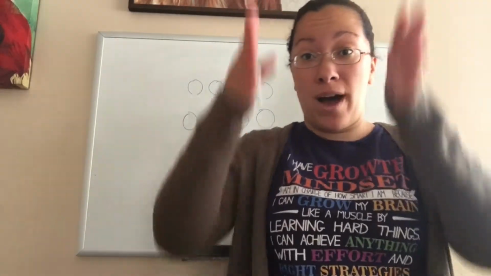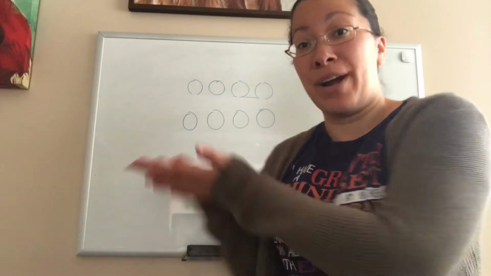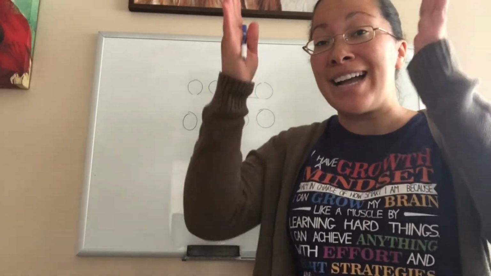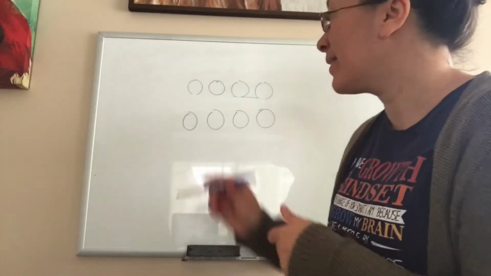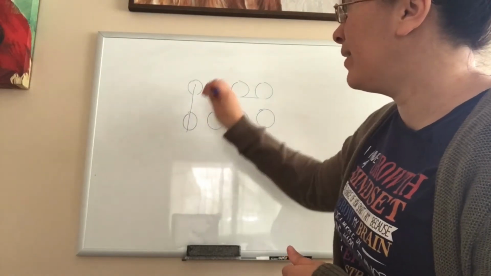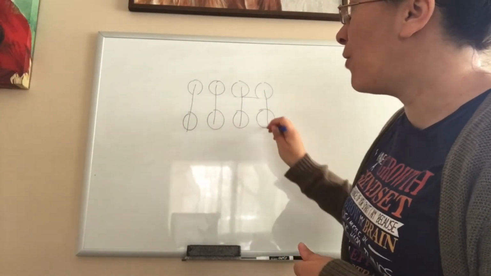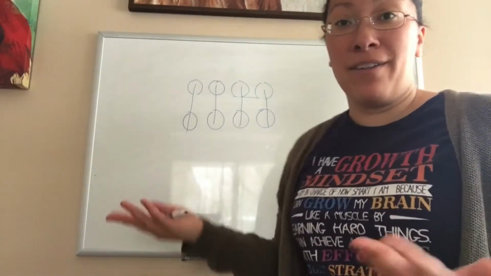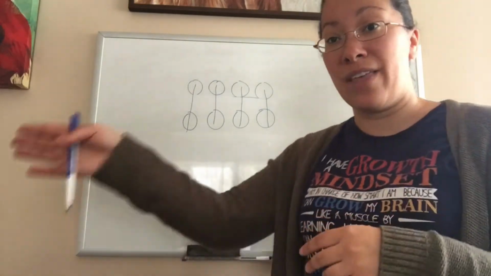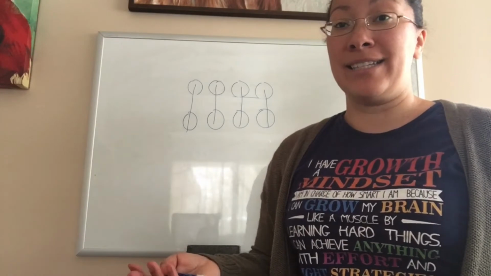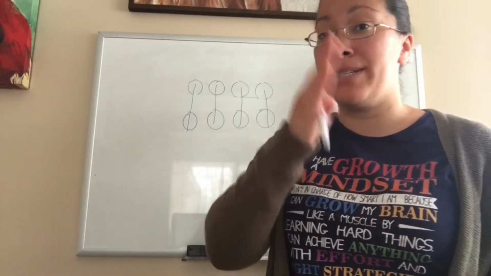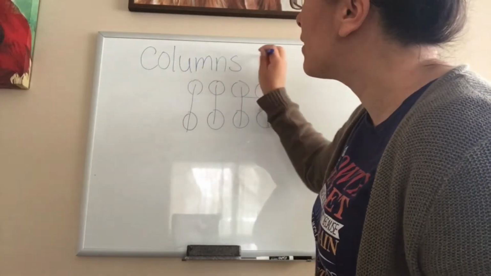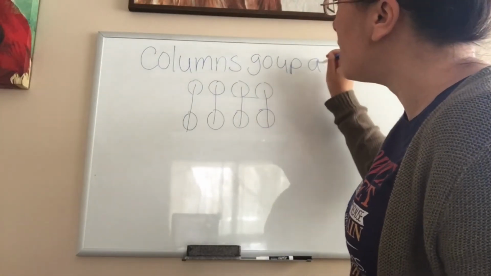Now columns go up and down, or vertical. Now as you remember, I have the same picture here, and I had my two rows that went across, but I also have columns of circles as well. I have 1, 2, 3, 4 columns of circles as well. So this would be an example of an array. I can look at it as having two rows that go across, or I can look at it as having 4 columns that go up and down. So we know that columns go up and down.